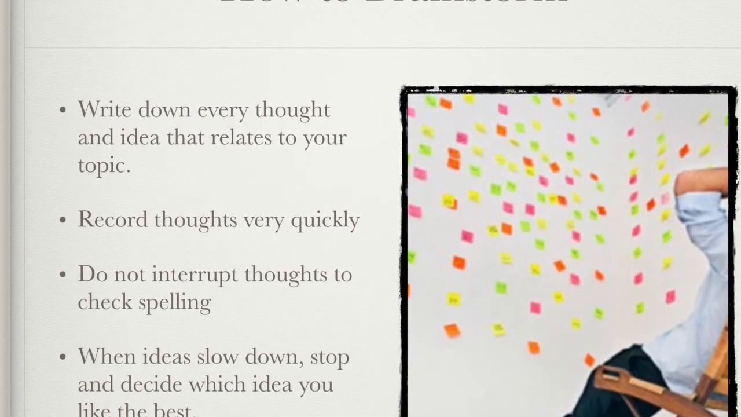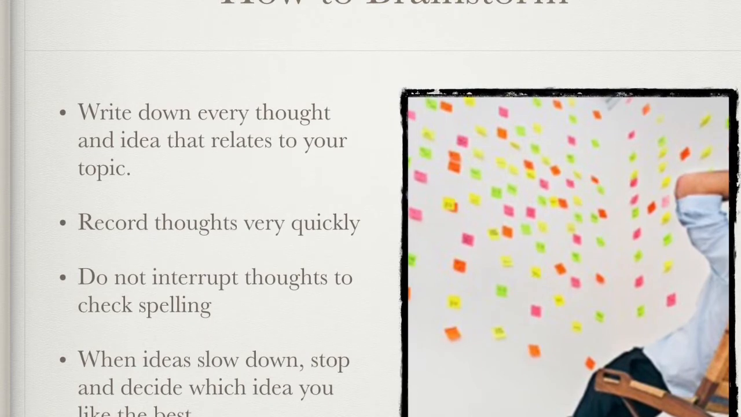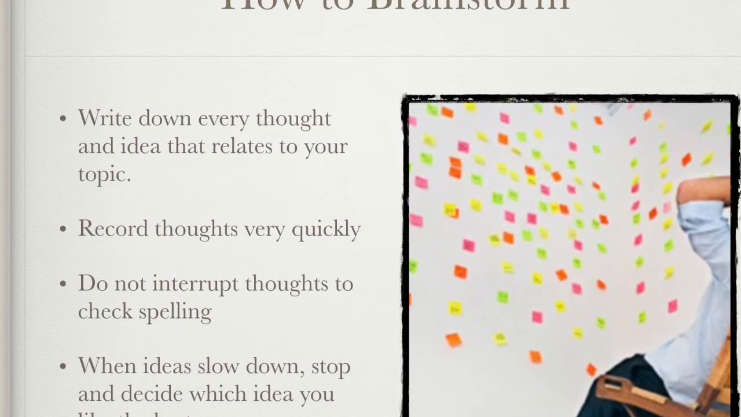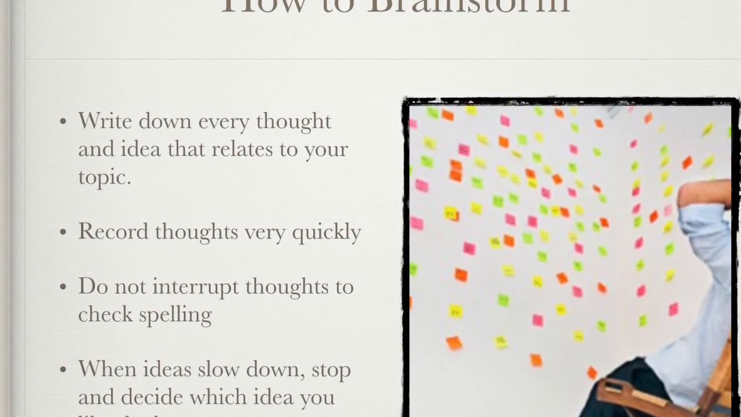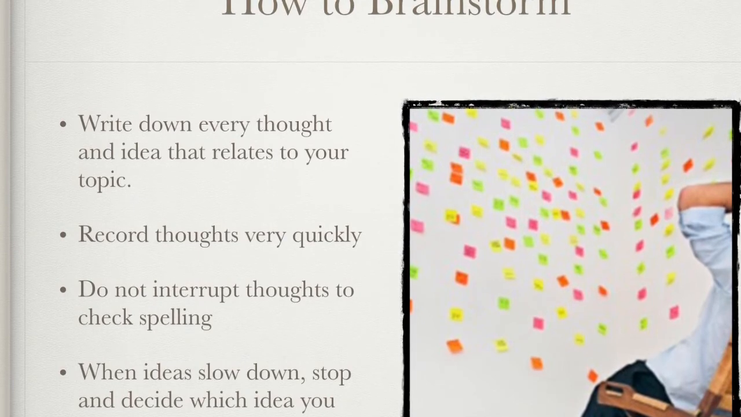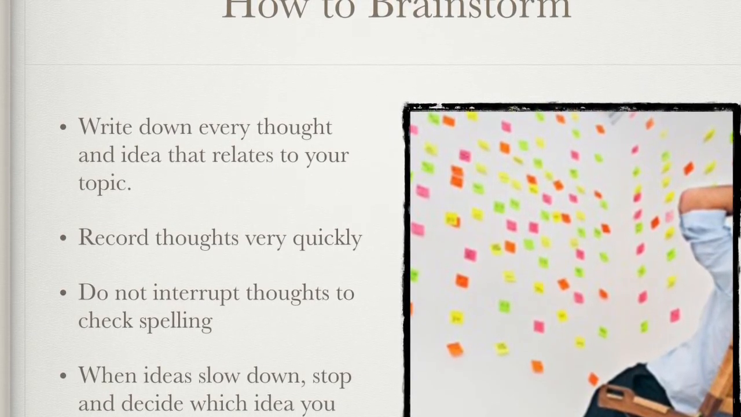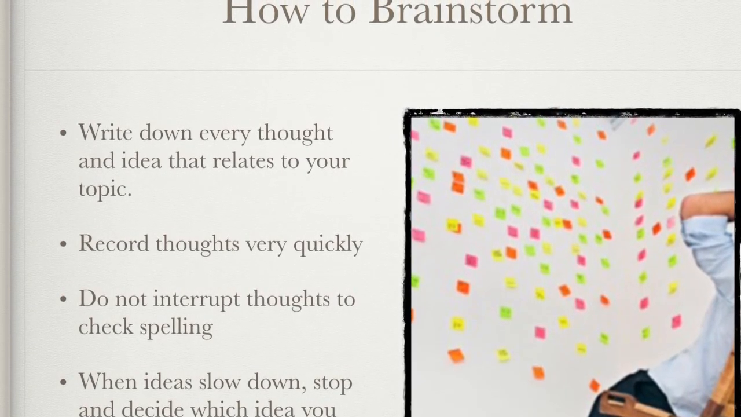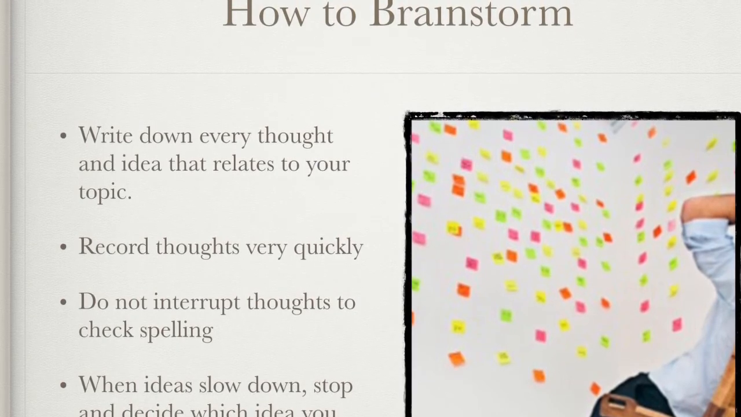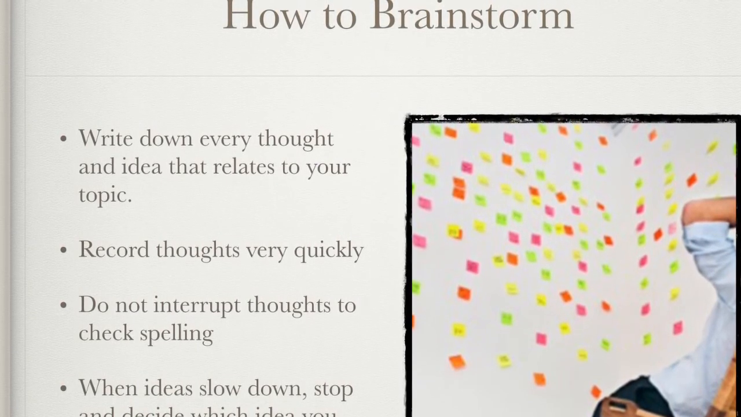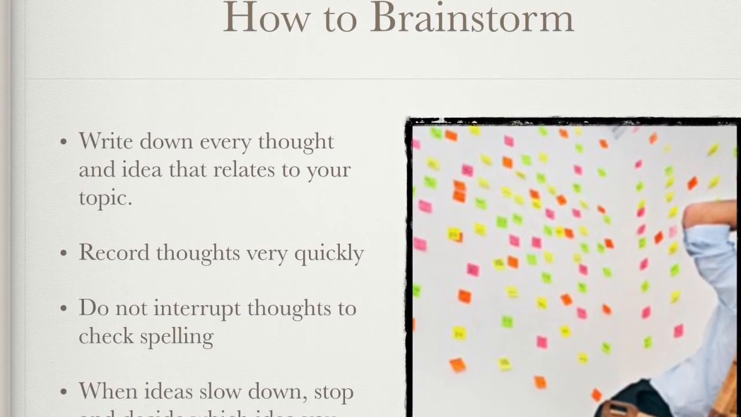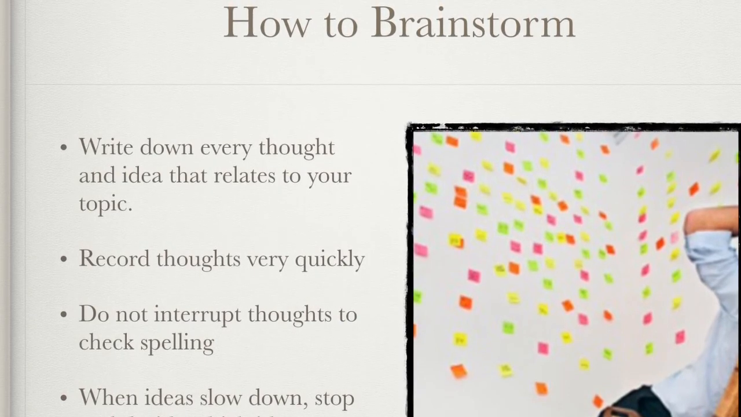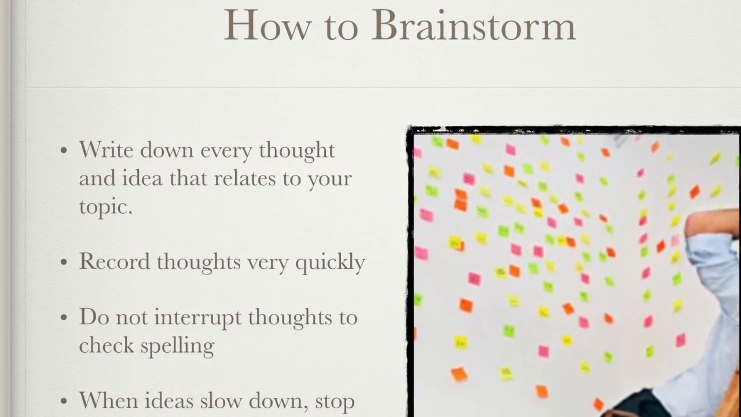And as I mentioned earlier, you don't want to interrupt your thoughts for any reason, especially for spelling or the way your handwriting looks. Just continue to write because sometimes you may think you have a bad idea, but it turns out to be a really good one. And then finally, after you work at it and you're writing down all those ideas, eventually you're going to start slowing down because you're running out of ideas, and that is a good place to stop and then decide which idea you like the best and you could write the most about. So that's very generally speaking how you brainstorm. We'll practice this skill in class, but make sure you have the general idea down from watching this video.